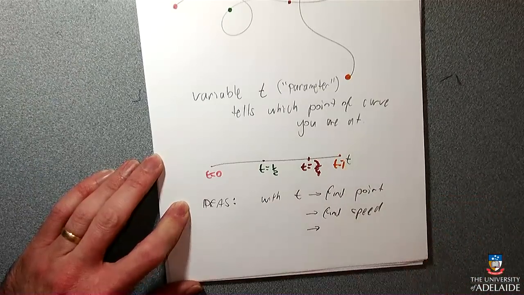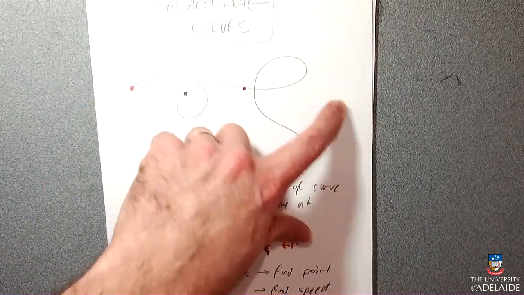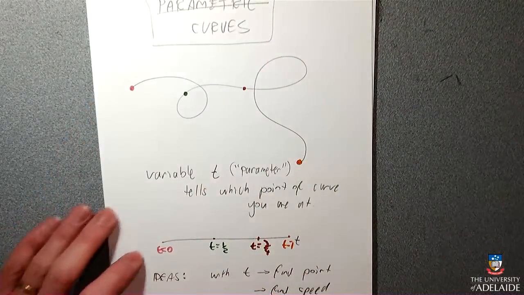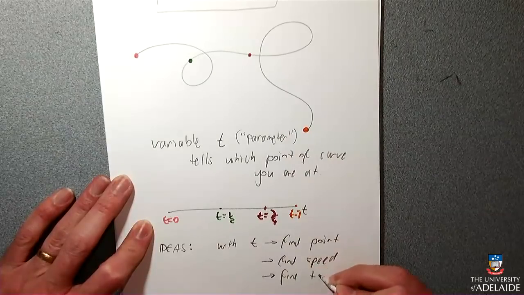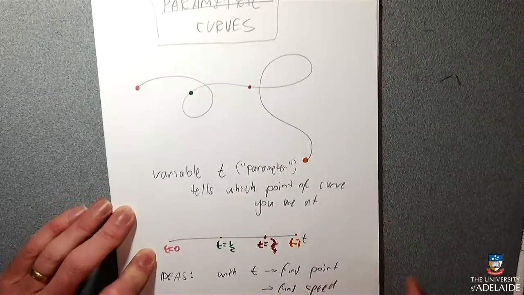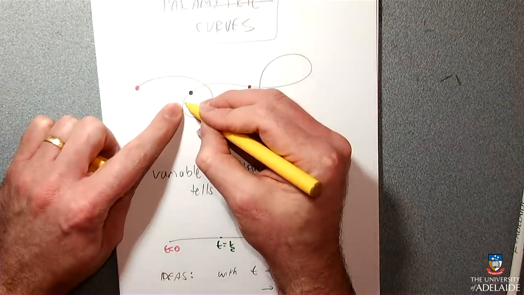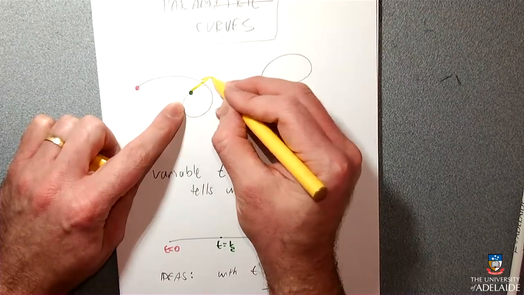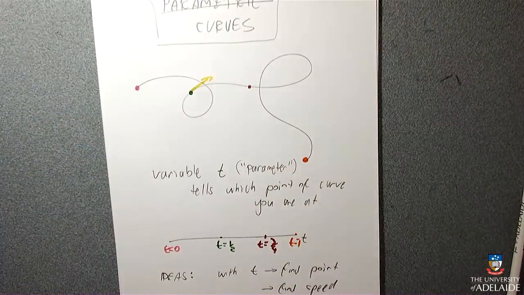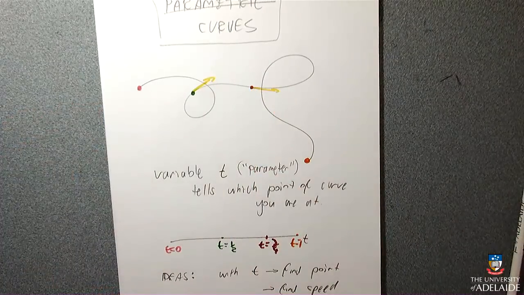You might also want to know what direction the curve is pointing at any given moment, and that's a tangent. If I was at this point here, then as I move around here, it's going that way, and that's the tangent there, whereas this one is going that way. So you're interested in the direction that it's pointing as you move past this point.